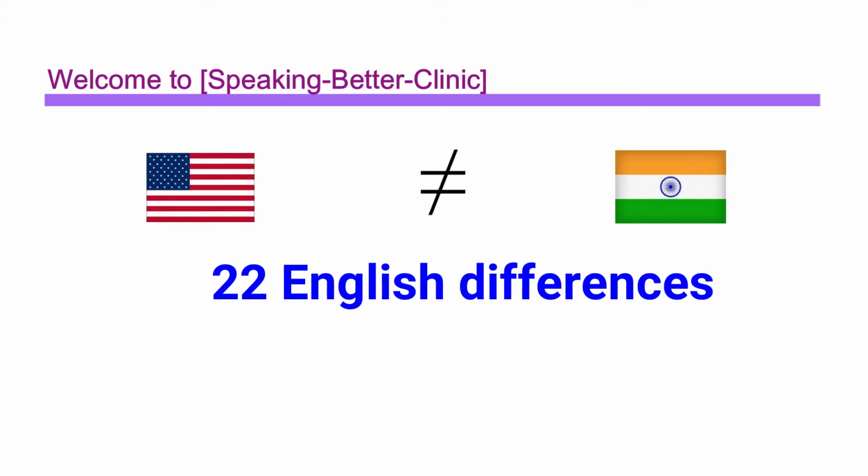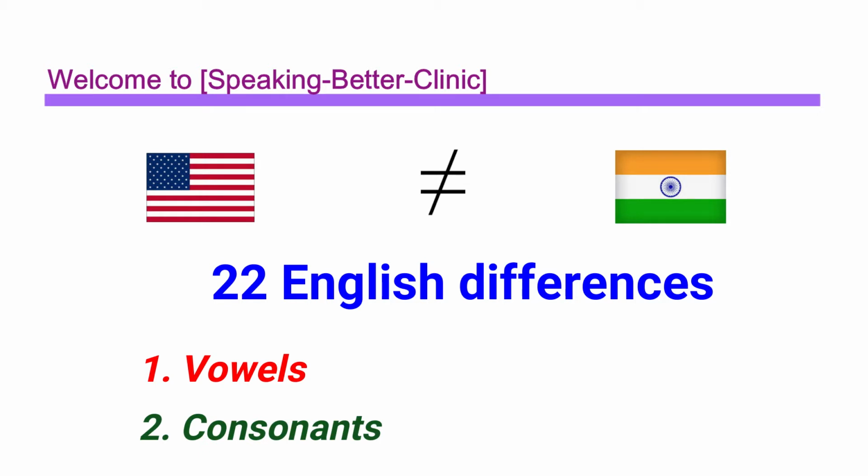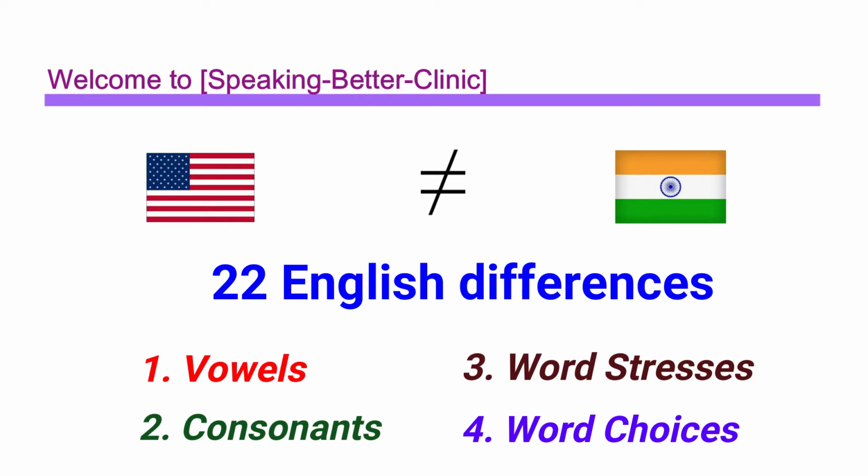I grouped these differences into 4 categories. 1. Vowels. 2. Consonants. 3. Word stresses. 4. Word choices. Today, I'm excited to share them with you to help raise your awareness. So, without further ado, let us get started.